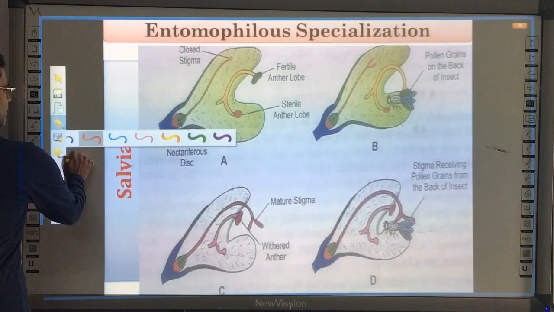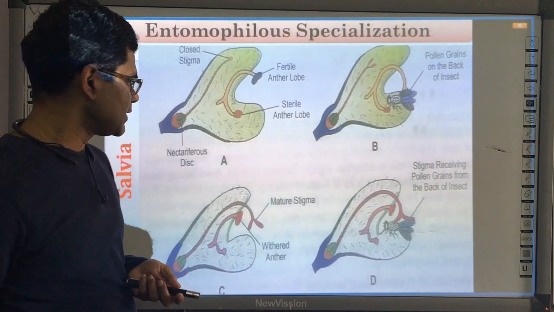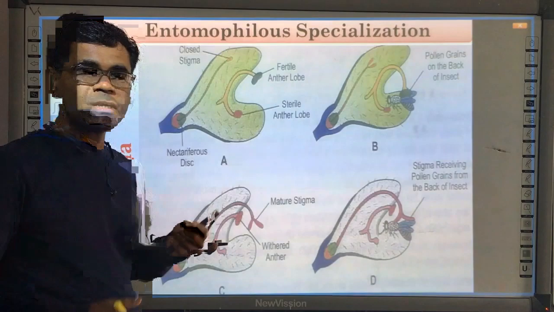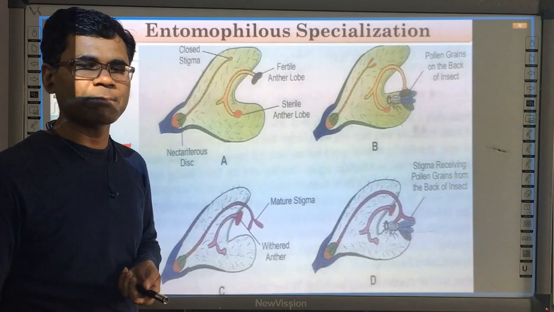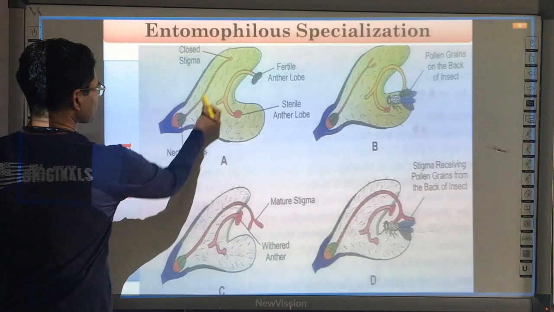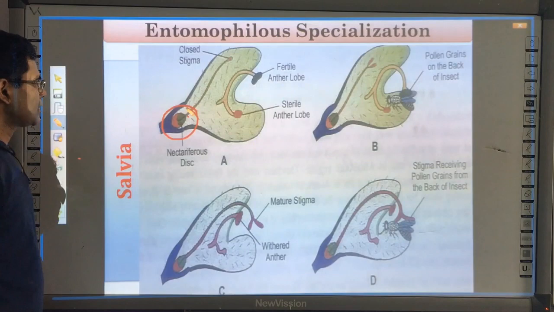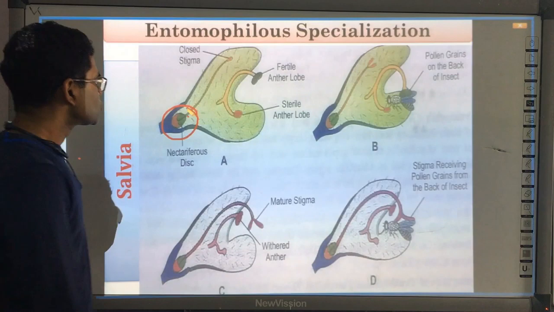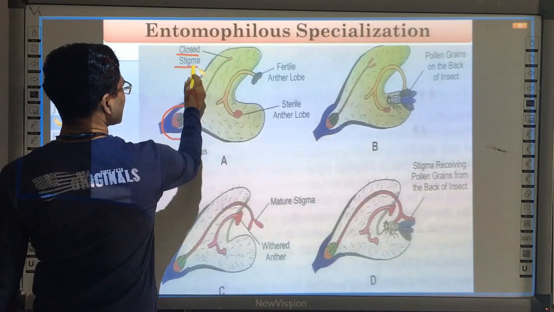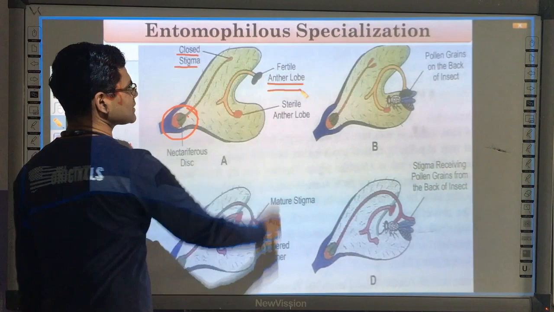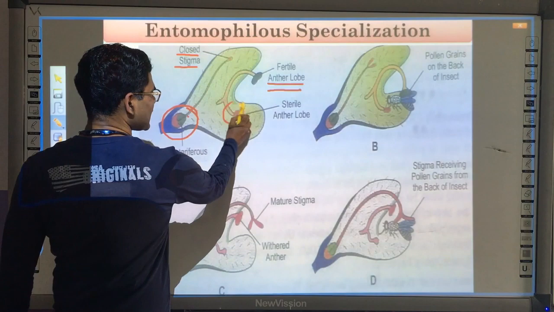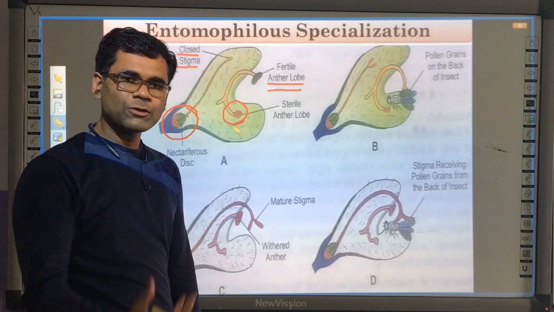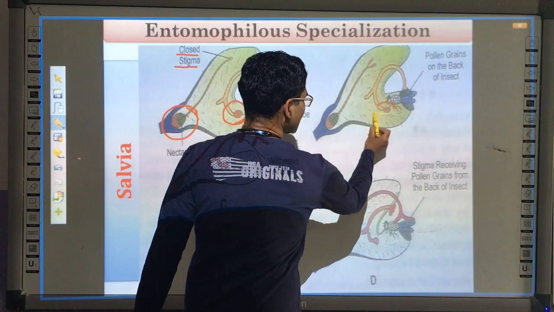The second example is salvia, a very beautiful flower. In this plant, for cross pollination, there are a few types of modifications. At the base of the stigma there is a nectariferous disc which secretes nectar. Here you can see the stigma is closed and not open, and the anther is fertile and outside. This is the sterile anther lobe. It is colored, due to which insects get attracted.